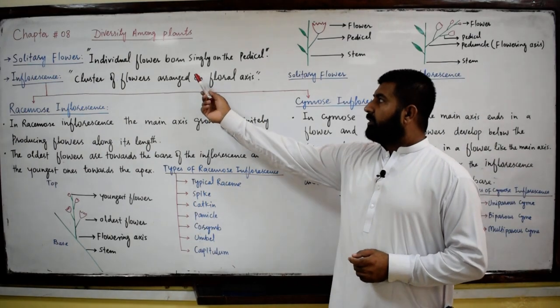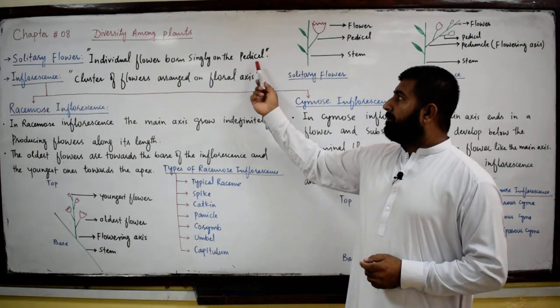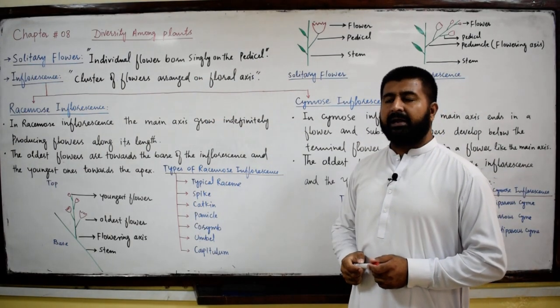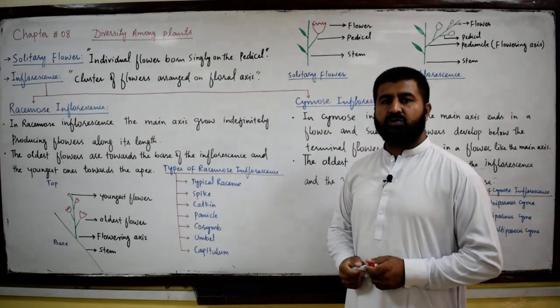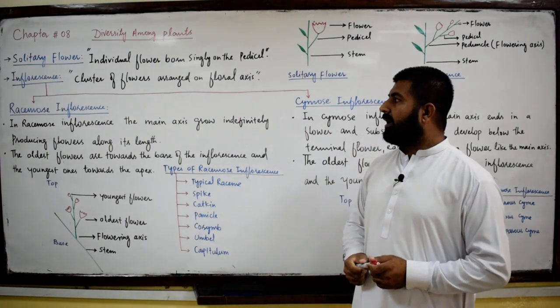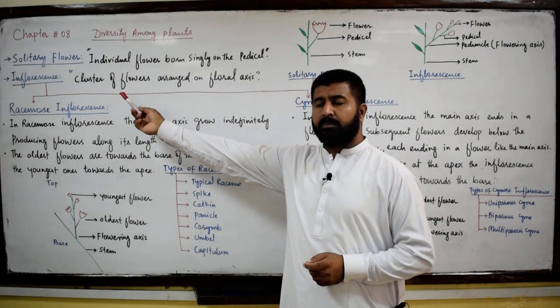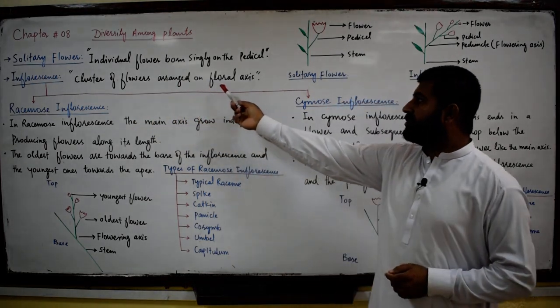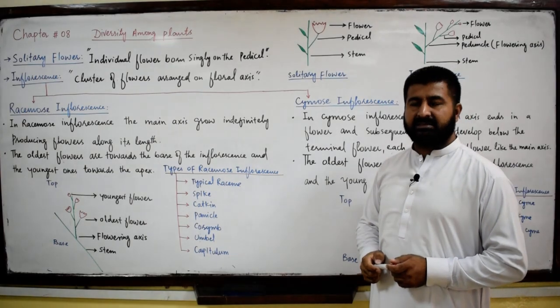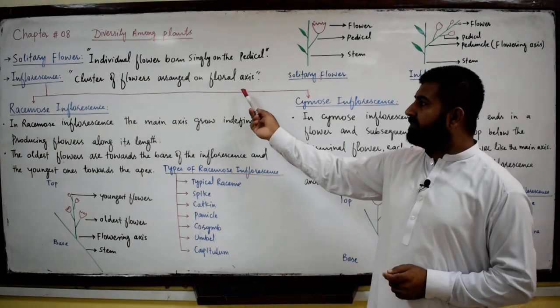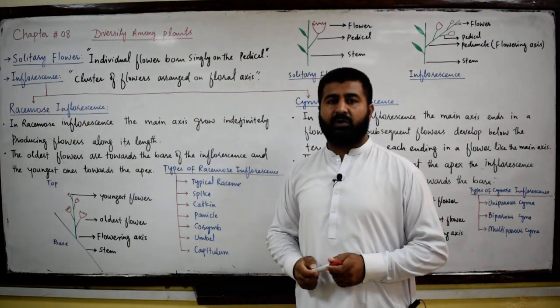Individual flower, when borne singly on the pedicel, this arrangement is known as solitary flower. And when a cluster of flowers or group of flowers is arranged on a floral axis, then this arrangement is called inflorescence.